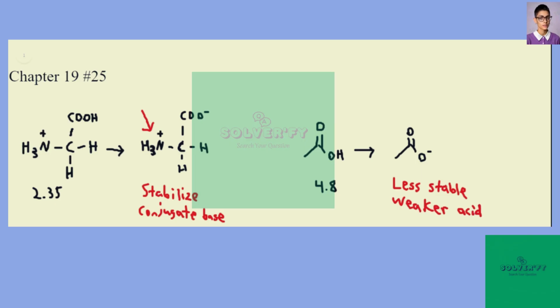And so that's the answer to this problem. The glycine has a conjugate base that is stabilized by the presence of that ammonium ion, the protonated amine with the positive charge. And the acetic acid does not have any corresponding stabilization effect. And therefore, the acetic acid is a weaker acid. And that's the answer to chapter 19, problem number 25.